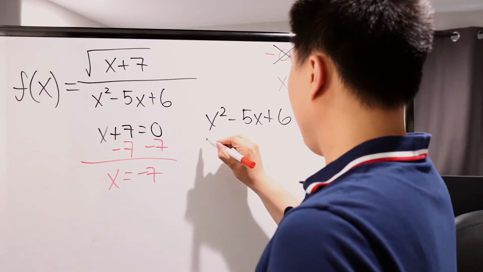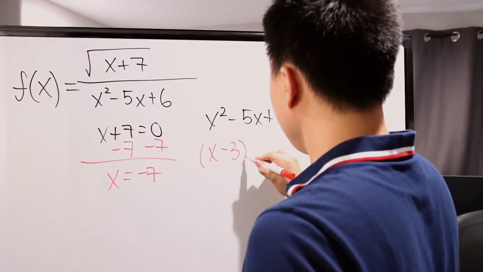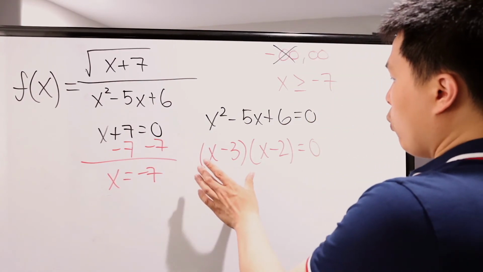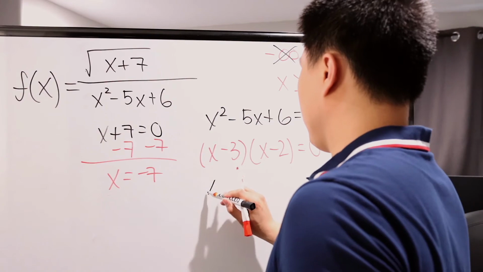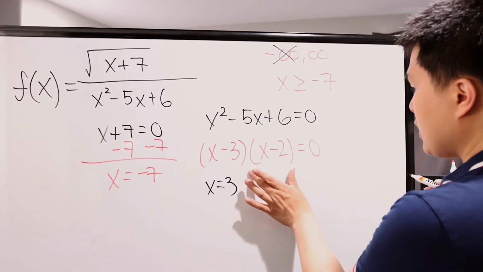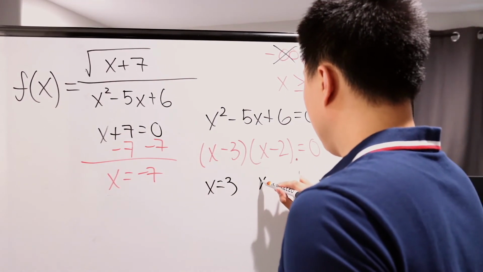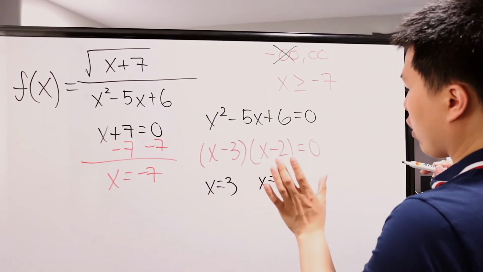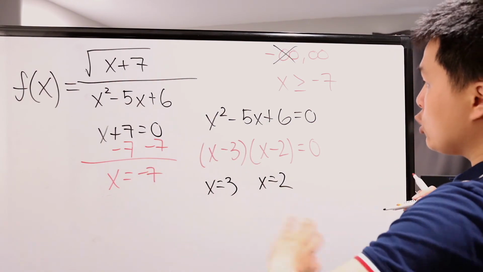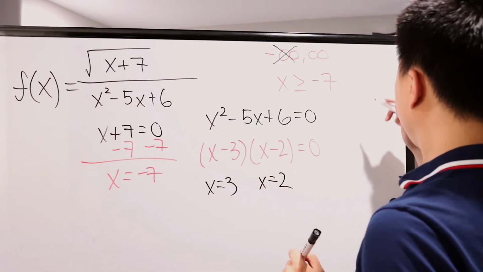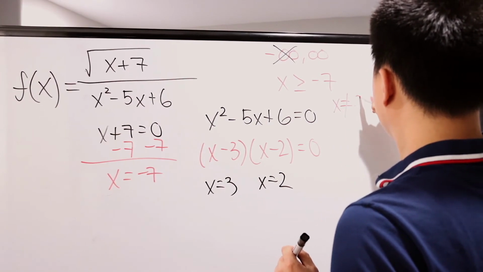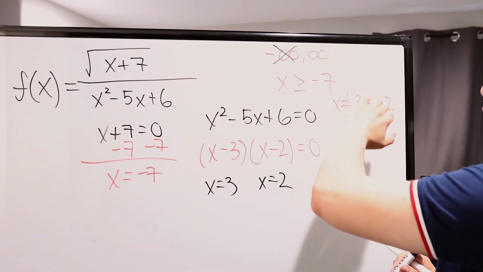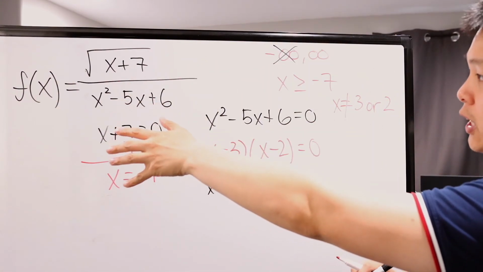Well, this one we can factor. That's x minus 3 times x minus 2 equals 0. Okay? When is this going to be 0? When x equals 3. When is this section going to be 0? When x equals 2. So this whole thing will be 0 when x is either 3 or 2. Well, we don't want that, so that means x is not 3 or 2. Okay? So this is our requirement right here. Everything else we're good. There's no other possibility for error.